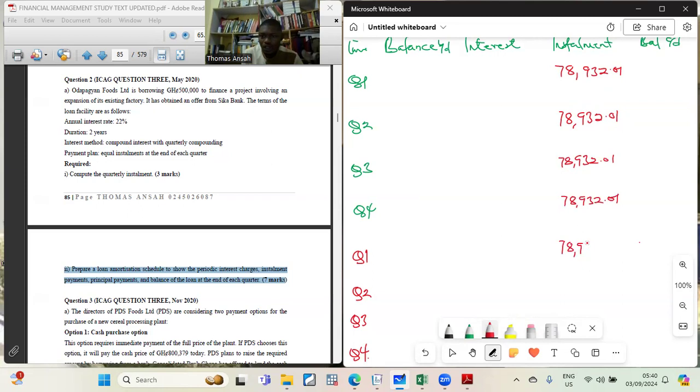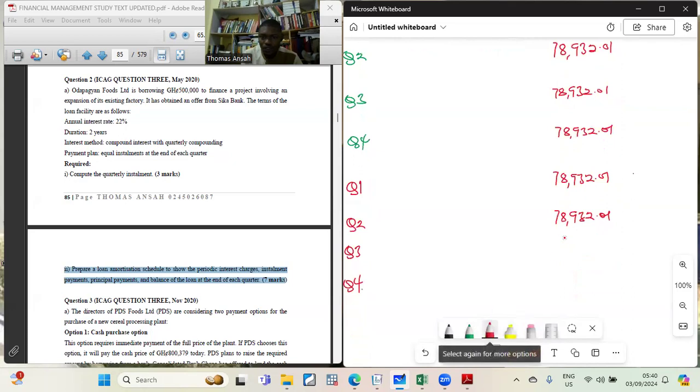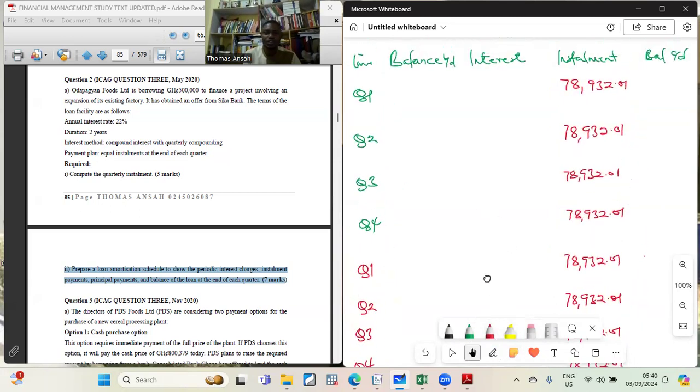78,932.01, for each quarter. Anyway, by the time you finish paying, because you paid everything, the balance should reduce to 0.